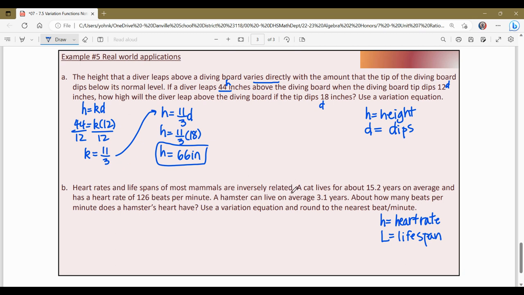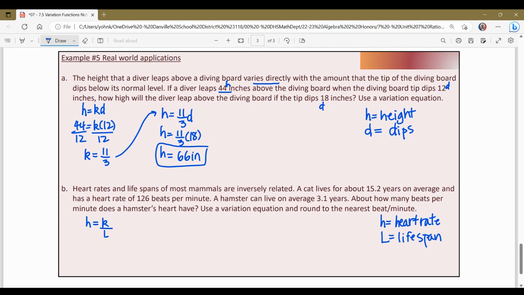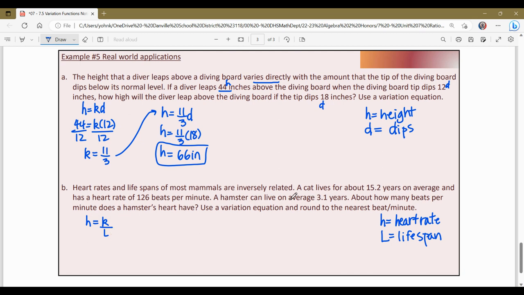So they're inversely related. It doesn't tell you which one equals K, but since they're inversely related, it doesn't matter. So H equals K over L. I could also put L equals K over H. The point is that they are inversely related. So let's see, a cat lives, so that's an L, 15.2 years on average and has a heart rate, that's an H of 126. A hamster lives on average 3.1 years, that's my other L, and I'm looking for my other H. So 15.2 and 126 go together. So 126 equals K over 15.2.